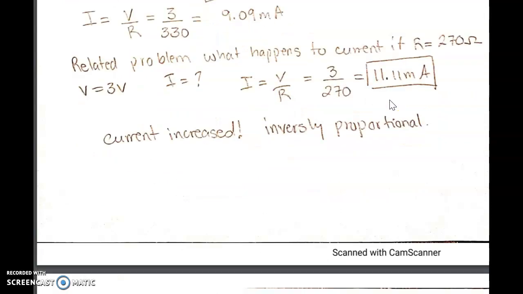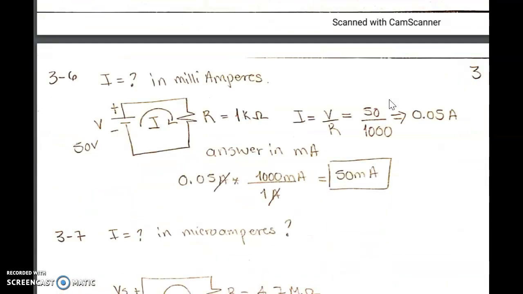In example 3.6, it says find the value of the current, in milliamperes. Remember, chapter 3 is about Ohm's law, so when we find current, we are going to be using Ohm's law, not the definition of current. Again, I draw the circuit, I identify the voltage source, the resistor, and the closed path for the current to flow. If we don't have a closed path, the current cannot flow.